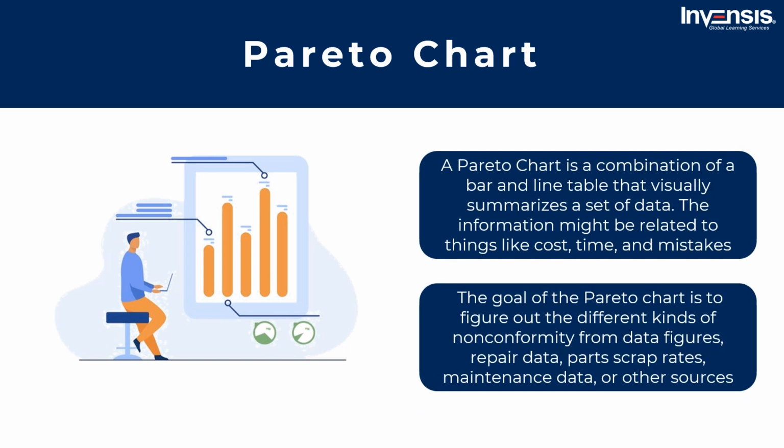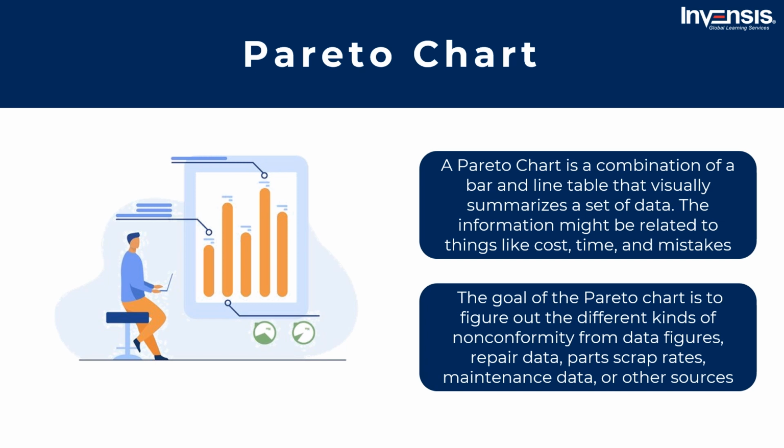A Pareto chart is a combination of a bar and line chart that visually summarizes a set of data. The information might be related to things like cost, time, and mistakes. In this case, bars in a chart show values in decreasing order, with the highest bar on the left and the lowest bar on the right, and a line representing the total. The left-hand vertical axis shows the number of occurrences. This occurrence can be related to cost, mistakes, or any other measured aspect.